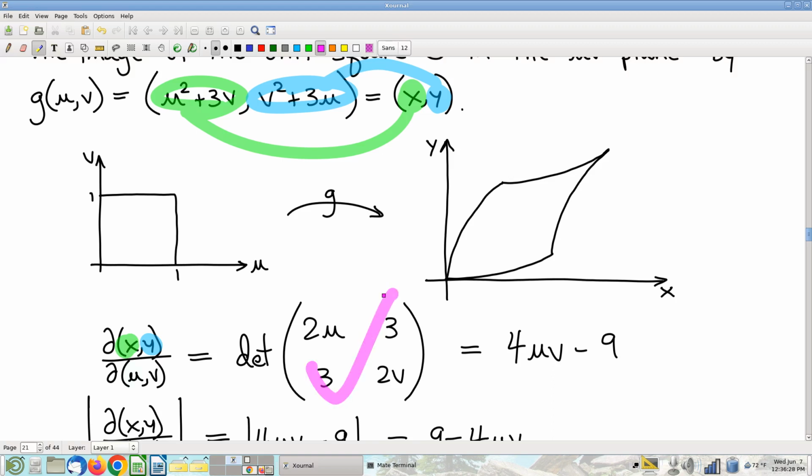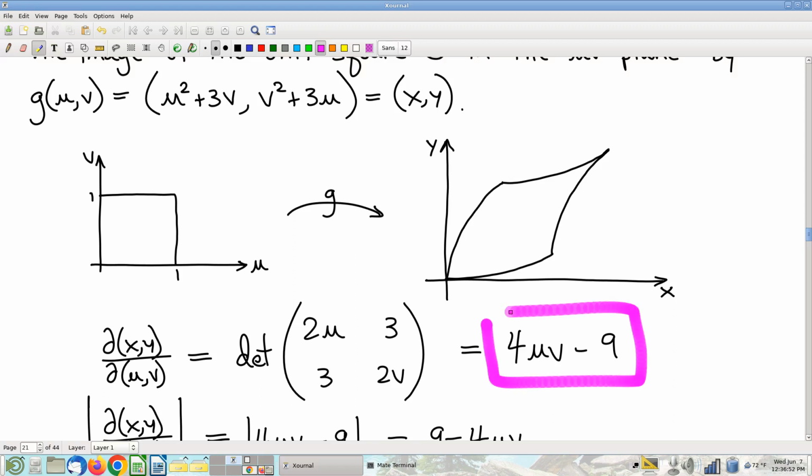Do keep in mind you do have to keep those partials organized. The organization of the derivative matrix has to be just so. Don't accidentally write down the transpose. It won't make a difference in the determinant, but it does make a difference in the validity of the argument. So careful with that, as always. And it turns out this is what I like to call the Jacobian determinant.